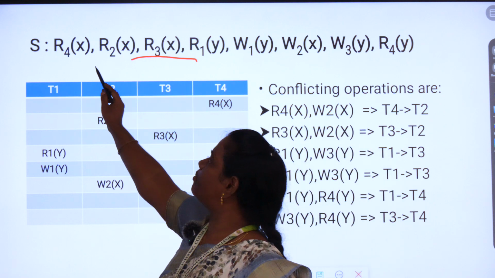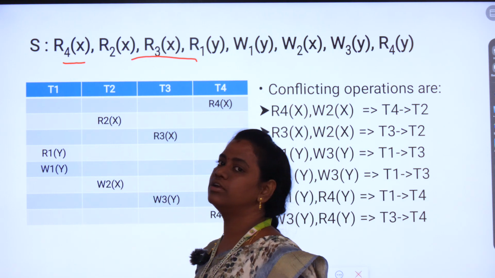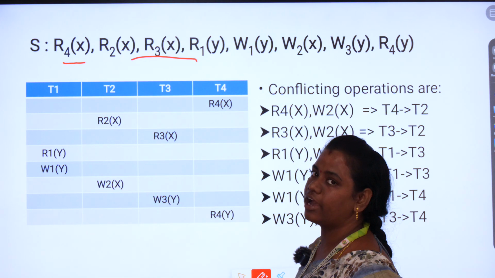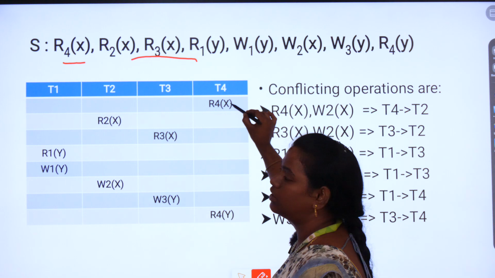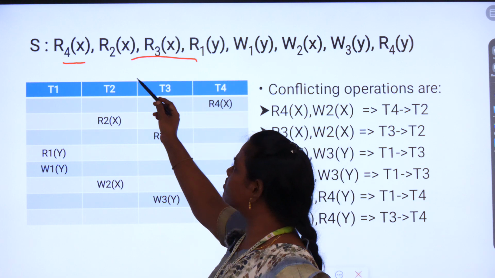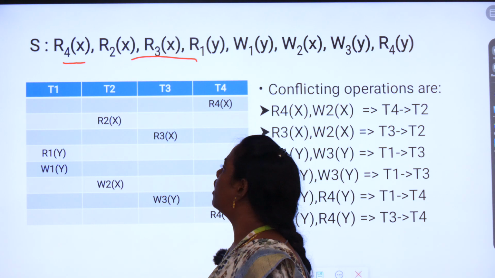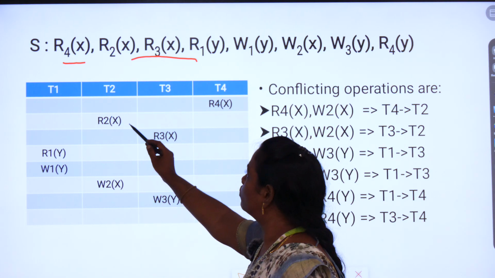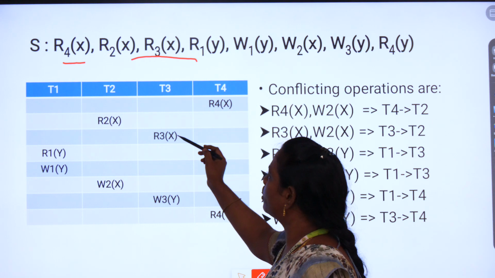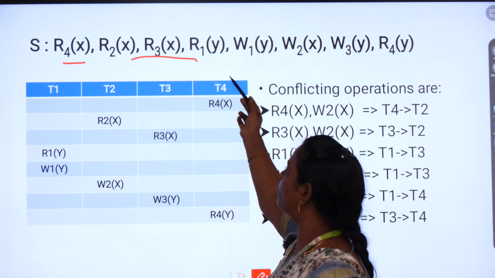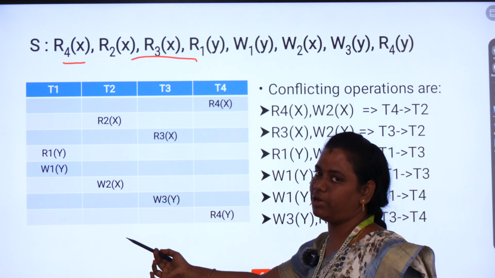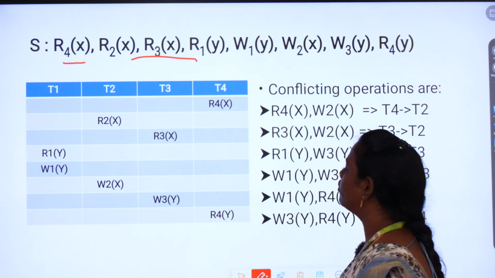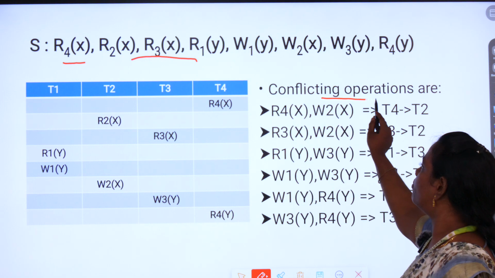The first operation is R4 of X, that is read operation on data X in transaction 4. So first I need to update in the first row. And then next is R2 of X, I need to update in transaction 2, and then R3 of X I am going to update in transaction 3, and then R1 of Y. Likewise, convert this schedule into table form.